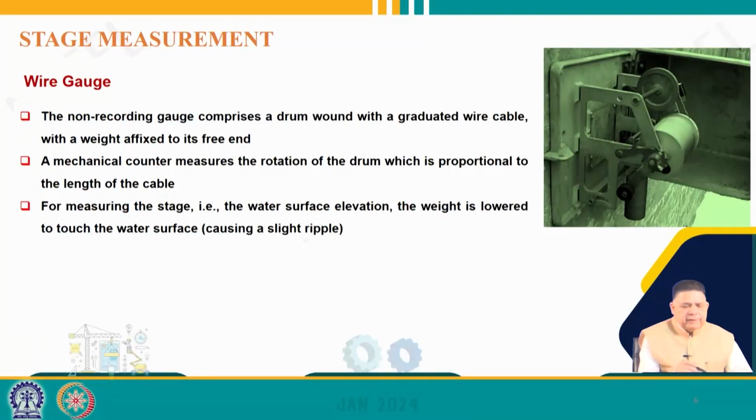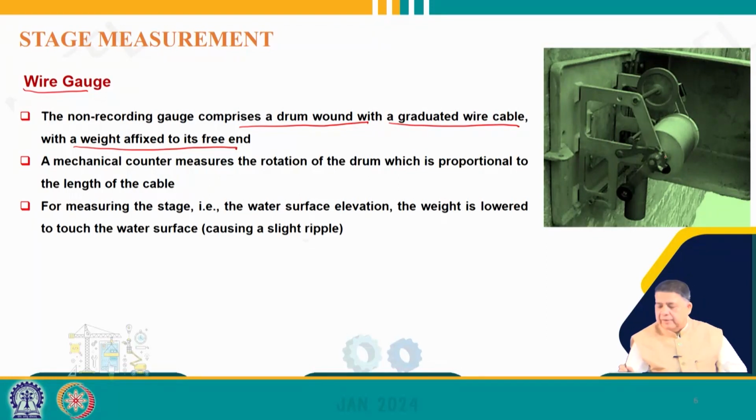Then another type of non-recording gauge could be a wire gauge, which comprises a drum wound with a graduated wire cable with a weight affixed to the free end. So, you can see here there is a drum on which this wire cable is wound, and of course, at the loose end we affix a weight. And a mechanical counter measures the rotation of the drum, which is proportional to the length of the cable.